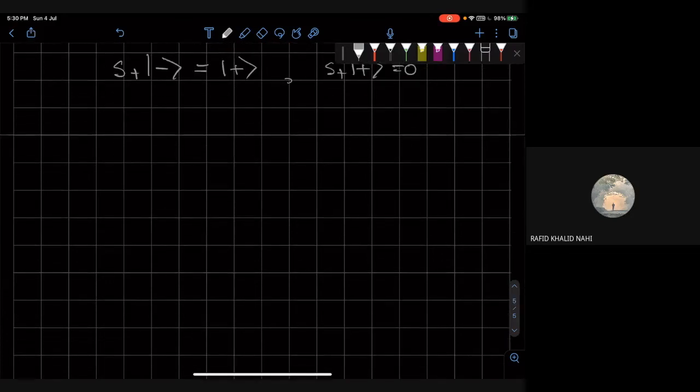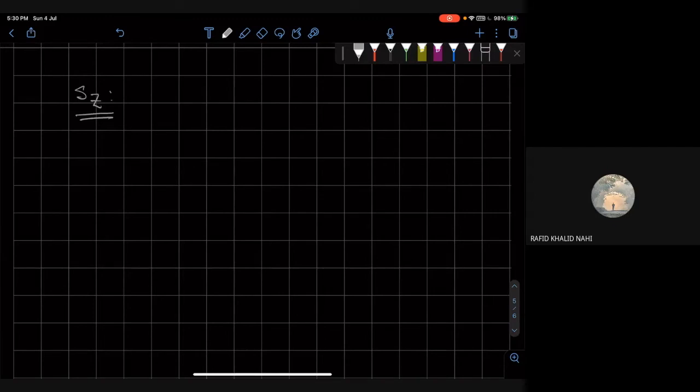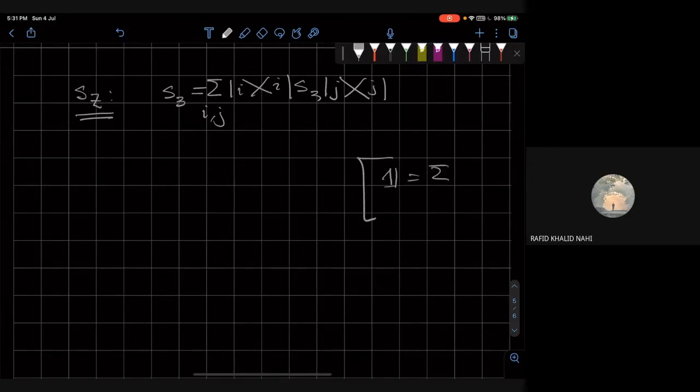So now let's work out what Sz is. Sz, or S3 as I've been calling it until now, can be thought of as follows: I can insert the identity here and another identity here, right? I'm just using the fact that the identity operator is the sum over the basis vectors, where the index goes from minus to plus.